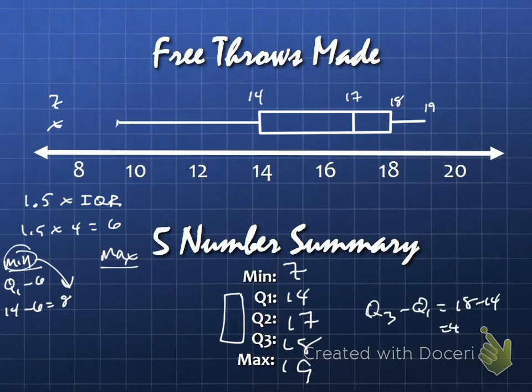Now, same thing for the maximum value. The maximum is 19, but is 19 farther away from Q3 than 1.5 times the IQR? So we add Q3 plus 6, so 18 plus 6, which is 24. And 19 is not outside of 24. 19 is less than 24, so 19 is not an outlier. And therefore, we extend the whisker out to 19, whether we want to show outliers or not. Okay, so just a quick side note on how to come up with outliers using the 5-number summary. And that's it about our box plots.